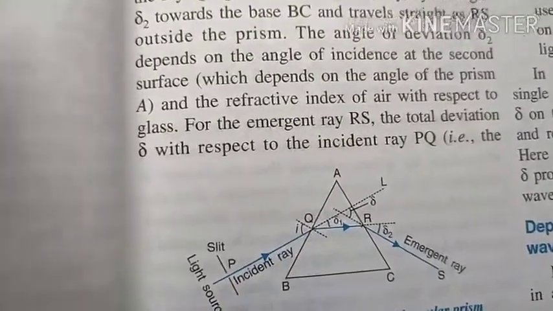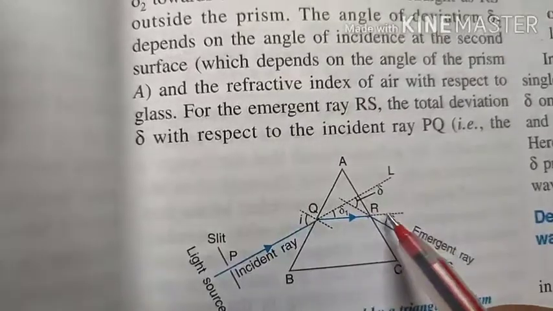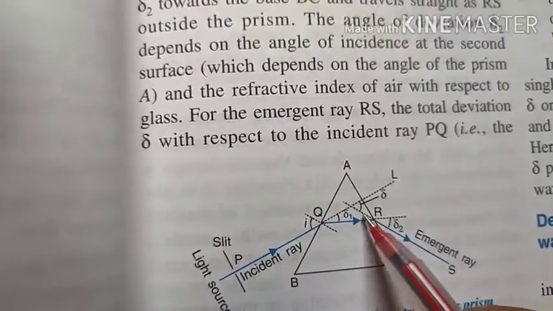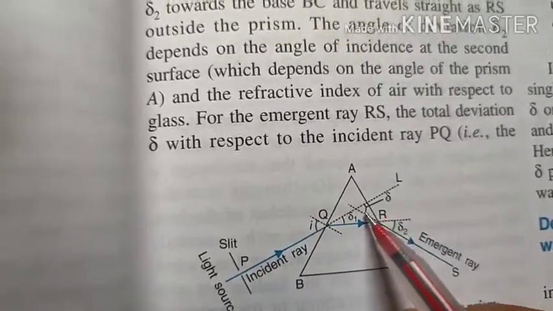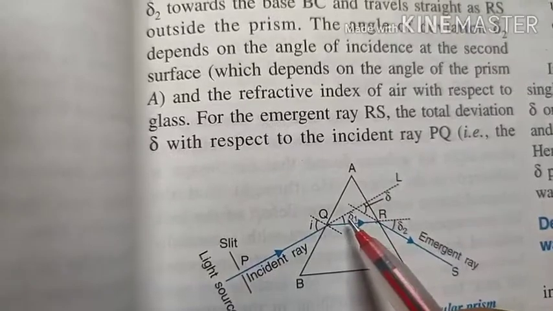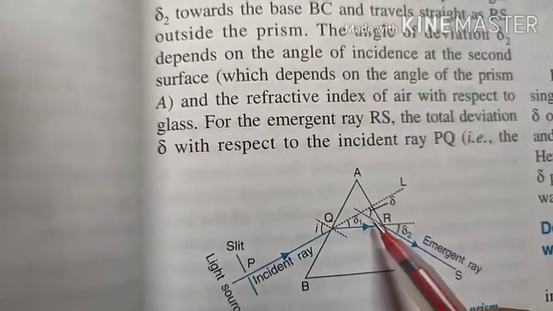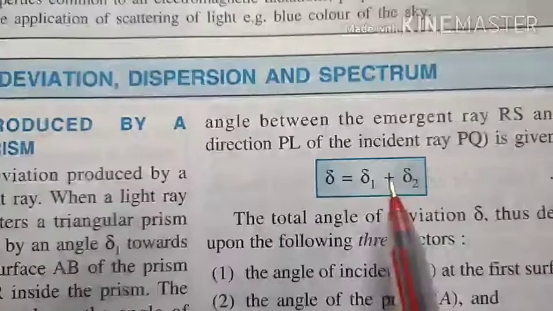From here we got delta 1 and delta 2. Obviously this has to be delta 2, since they are opposite angles. So delta, the exterior angle, is equal to the sum of the opposite interior angles. So the total deviation delta is equal to delta 1 plus delta 2.